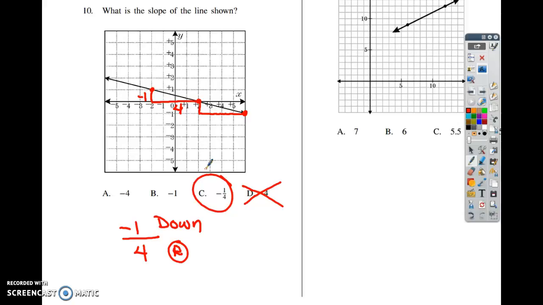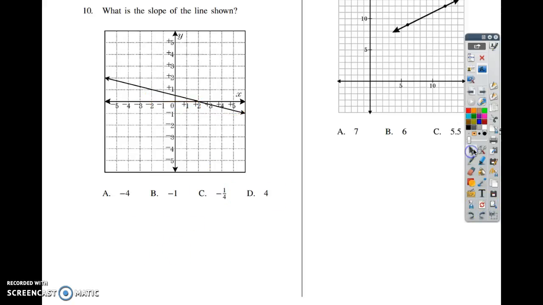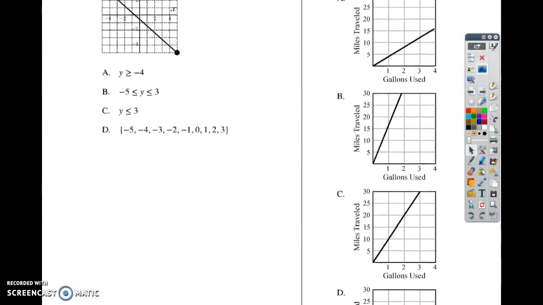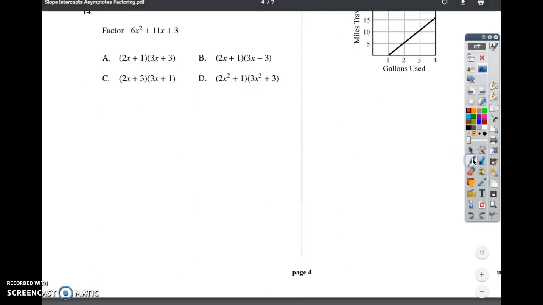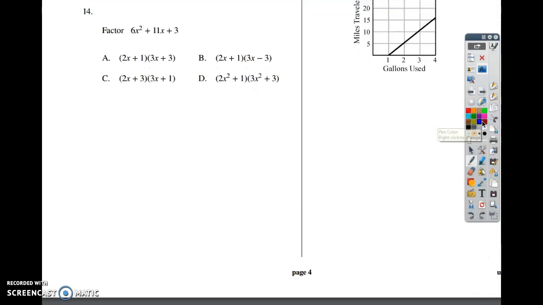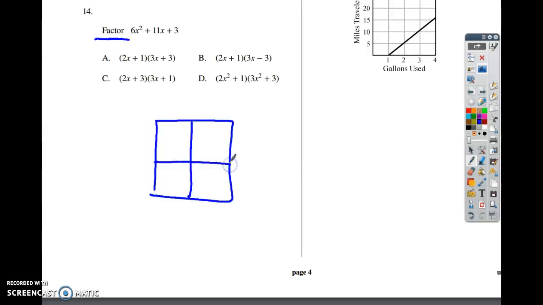Problem number 14. I'm doing one of each so that way you can do the rest of them by yourselves. It's asking to factor, so we know we're going to have the box. Okay, and we're going to put this in there. So that's 6x squared plus 3.